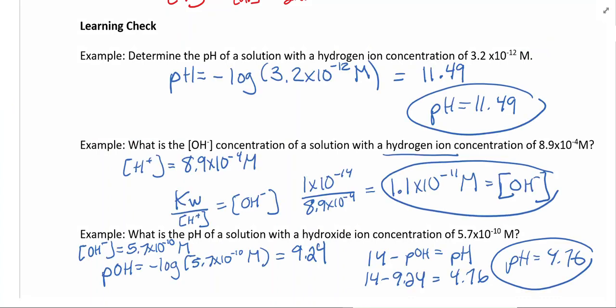So here you can see the answers. So the first 2 were straightforward. The third one, you first had to calculate the pOH, and then you could calculate the pH. The other option would be to use kW and kind of work your way around the problem the other way. Both would give you the same value.